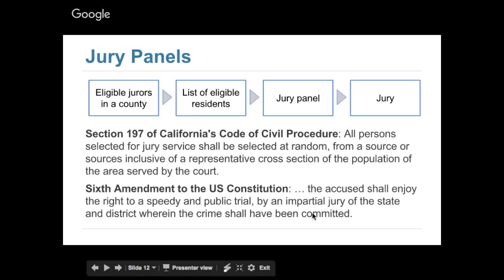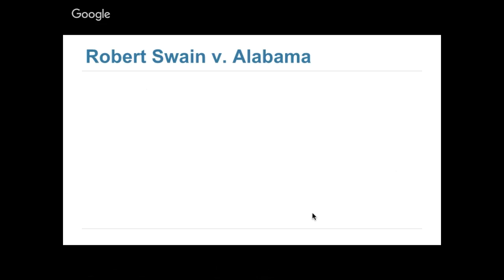Okay? So this is state law, constitutional law. We basically want people to be treated fairly in court, and so we want our juries to also be fair. Unfortunately, sometimes the fairness of our jury is cast into suspicion.